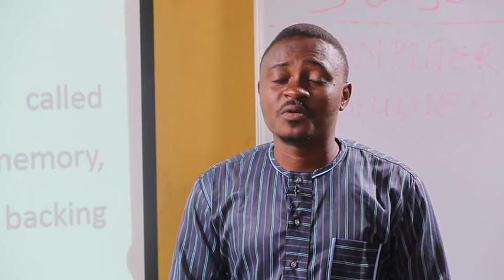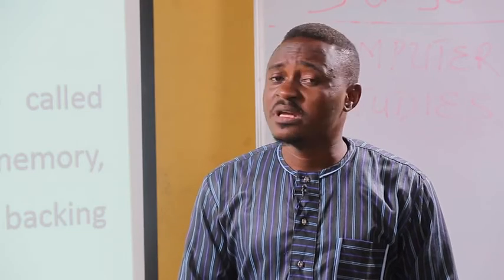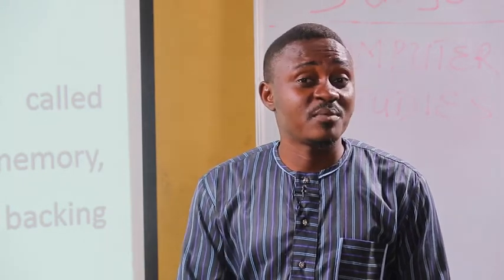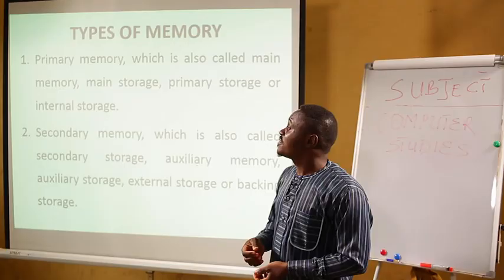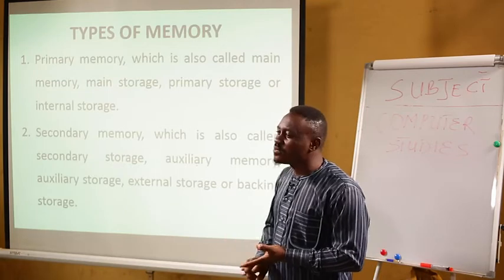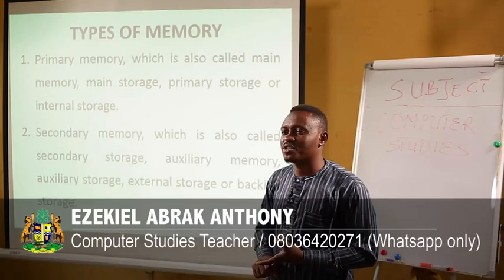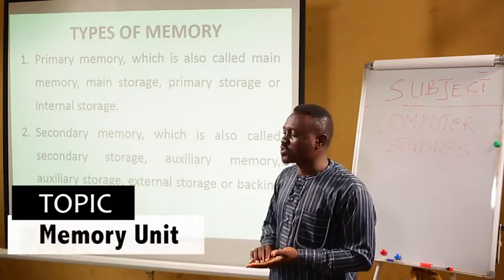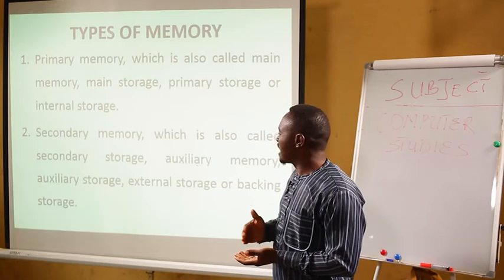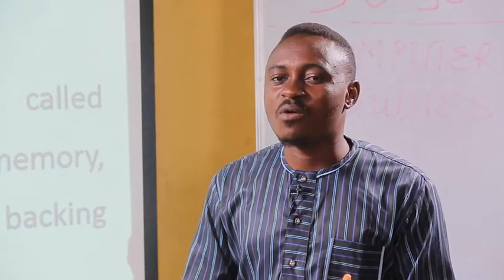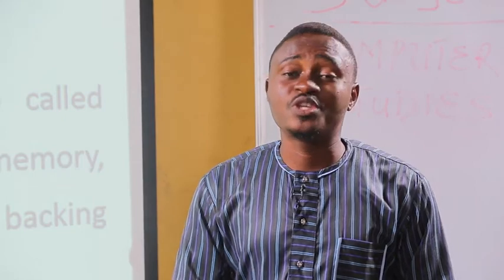My learners, you have to take note of this. For exam purposes, you could be asked, what are the properties of internal memory? Or, these are examples of internal memory, and if you don't know that another name for primary memory is internal memory, you will run into trouble. So take note that the primary memory could also be called main memory, main storage, primary storage, and possibly internal storage. Likewise, the secondary memory is also called the secondary storage, auxiliary memory, auxiliary storage, external storage, or backing storage. These are all names accorded to the secondary memory, which you must take note of for exam purposes.